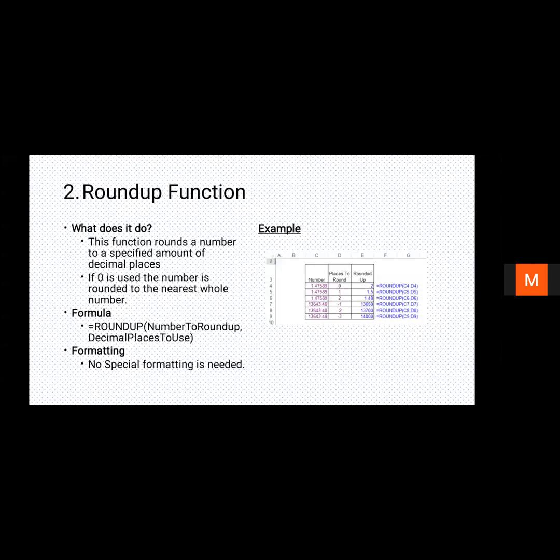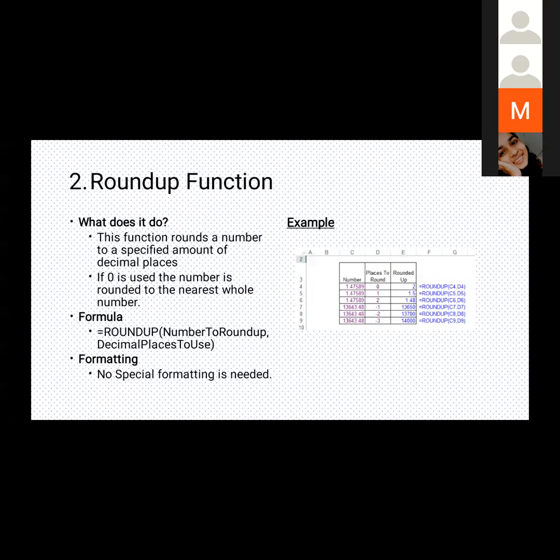The second is the ROUNDUP function. What does it do? The function rounds a number up to the specified amount of decimal places. If 0 is used, the number is rounded to the nearest whole number. Formula: =ROUNDUP(number to round up, decimal places to use).